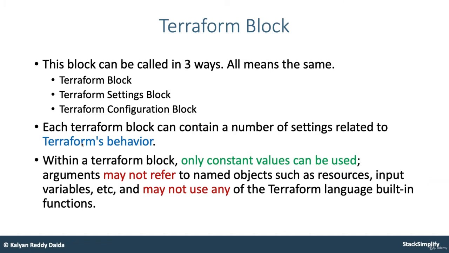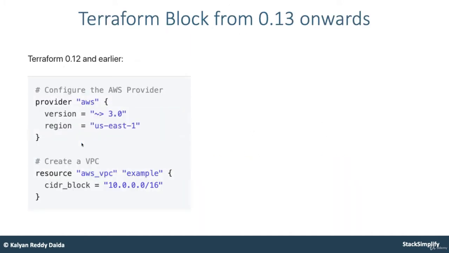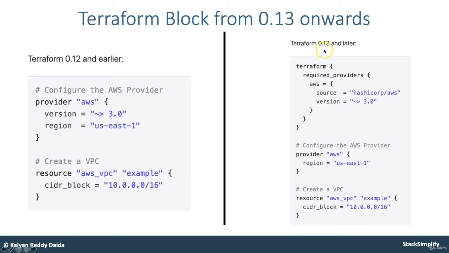Arguments may not refer to named objects such as resources or input variables, and may not use any of the Terraform language built-in functions. In simple terms, you need to write the value of your respective argument there, but you cannot refer to any variables or use any built-in functions of Terraform inside this block. This block was introduced from Terraform 0.13 and later.